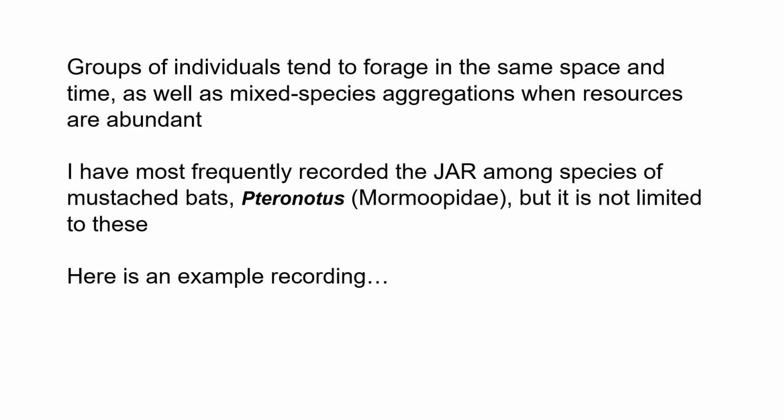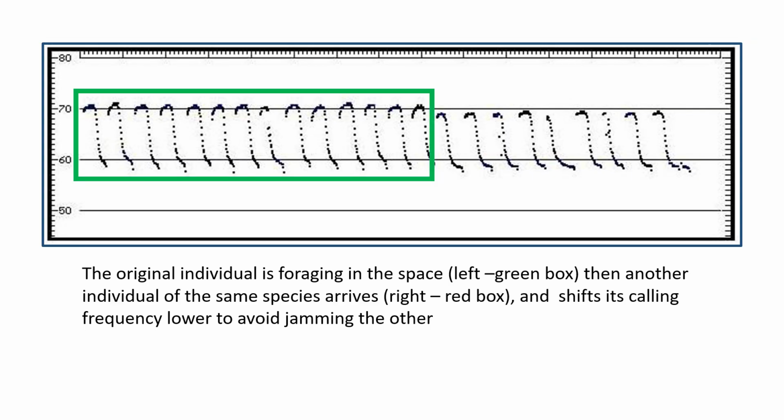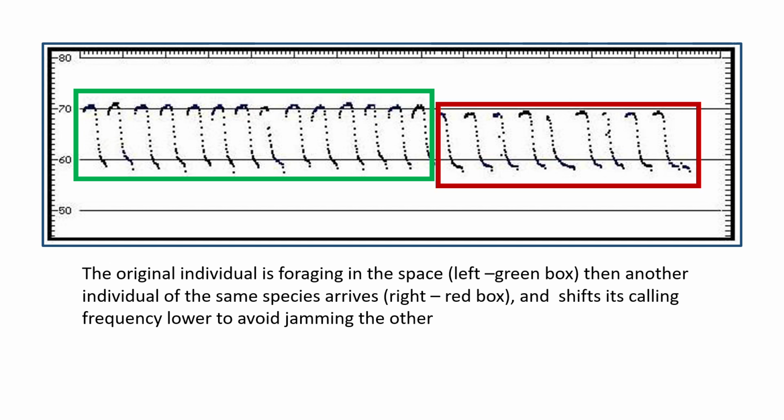I have most commonly recorded jamming avoidance response among species of the mustache bats, Pteronotus, but it's not limited to these. Here's an example recording. The original, here in green on the left, is calling roughly around 72 kilohertz. The individual of the same species arrives on the right and drops its calls down to around 68. So it shifted its calls and they're avoiding jamming each other.